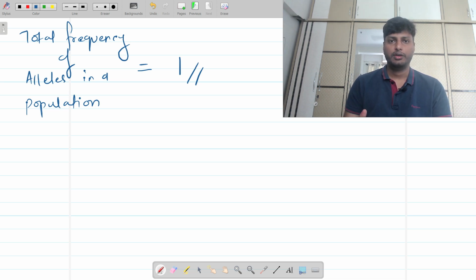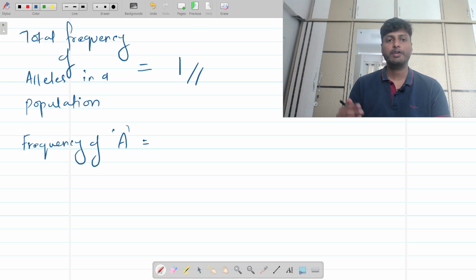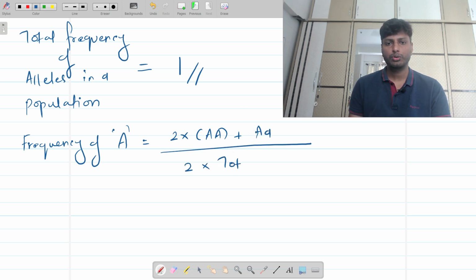So in this particular way, we have calculated the allelic frequency. There is one more method by which we can also calculate the allelic frequency. Suppose you have to directly find out the frequency of capital A, there is a formula for that also. How can we directly find out the frequency of capital A? The formula for that will be 2 multiplied by the total number of homozygous dominant individuals, that is capital A, plus the number of heterozygous individuals, divided by 2 into the total number of individuals.